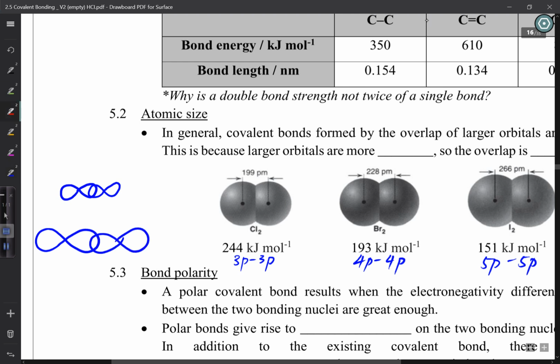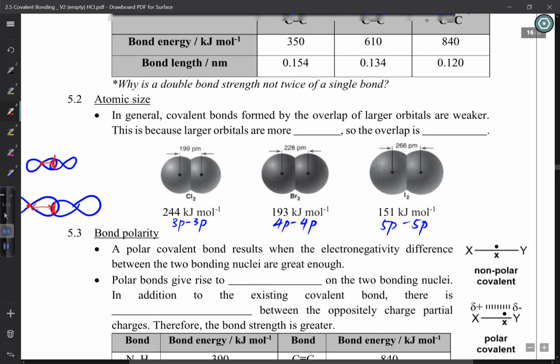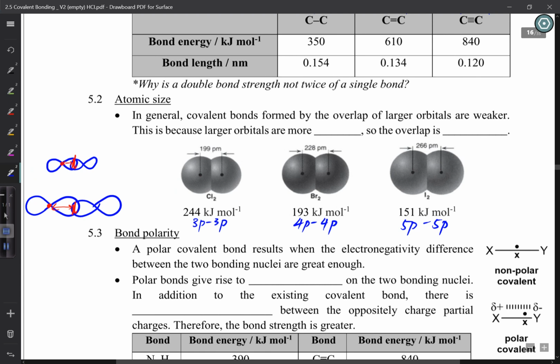So although for both of them 2 electrons are being shared, the attraction for iodine will be weaker because obviously it is further away from the nucleus. So this is also kind of intuitive. Another way you can explain it is that the larger orbitals are more diffused, so the overlap is less effective.